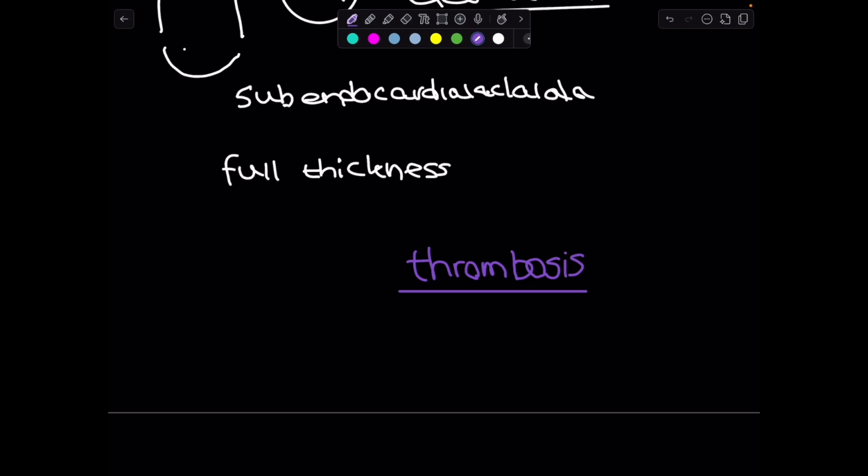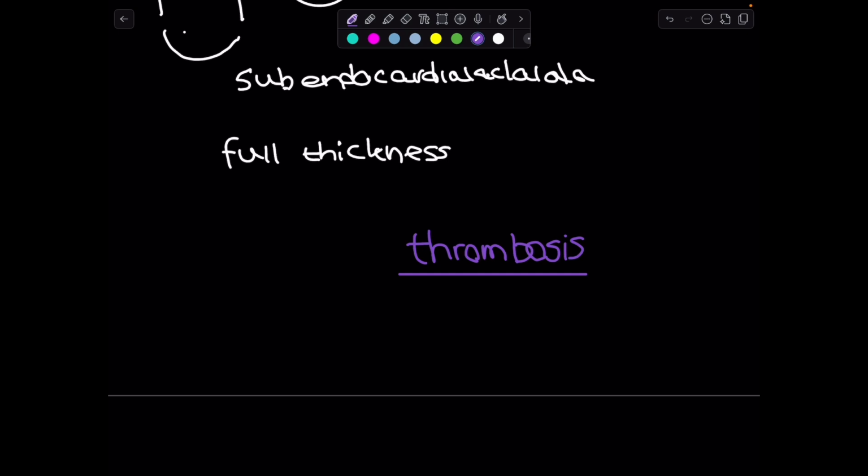I want to ask about this ACS in regard to the classical symptoms. Why do we have radiation of pain?